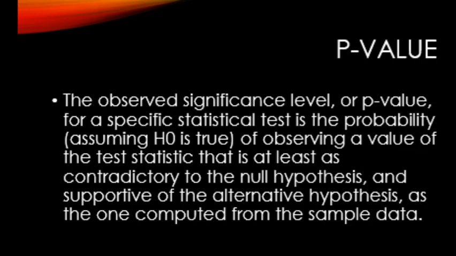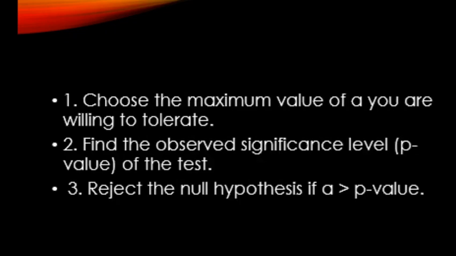And this p-value is basically a probability, assuming the null hypothesis is true, of observing a value of the test statistic at least as contradictory to the null hypothesis, and which would then support the alternative hypothesis. So this p-value is calculated using the information from the sample data. And the steps for conducting the test using the p-value will be these three.